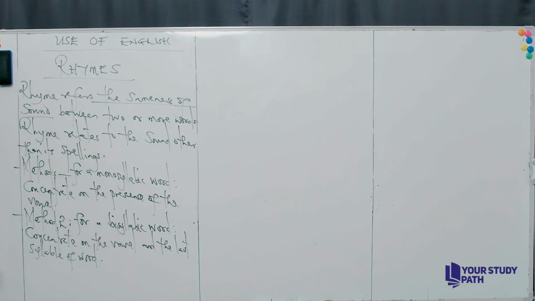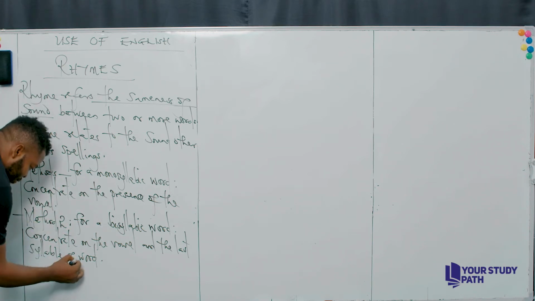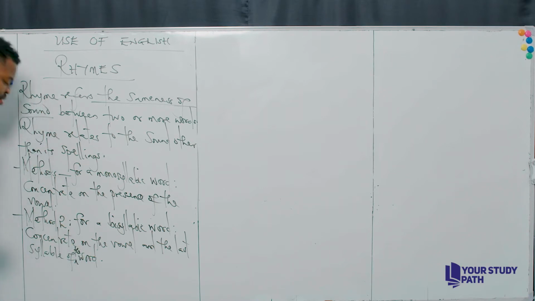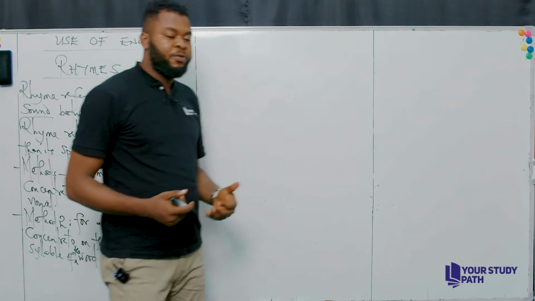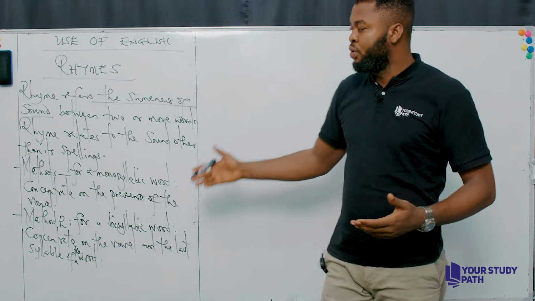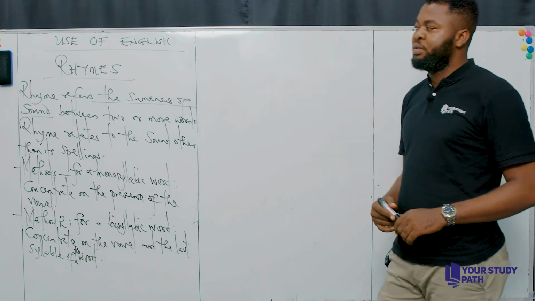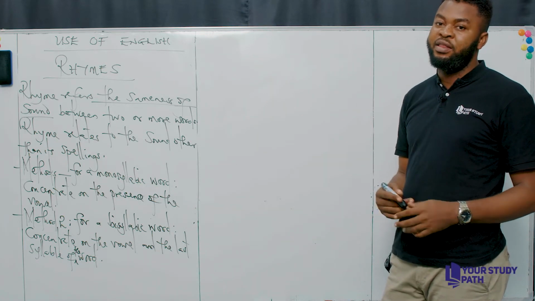So you concentrate on the vowel and the last syllable of the word. So that's what you do. Now I'm going to give you an example to justify what I've explained so far about rhymes.